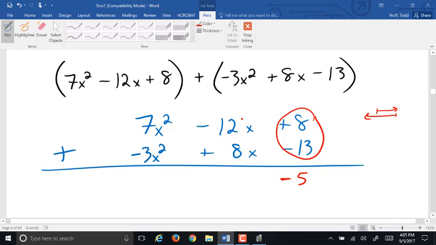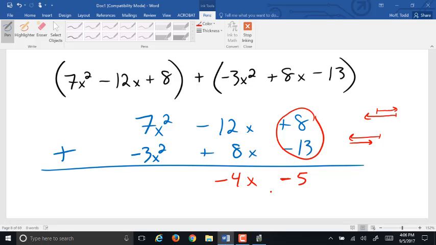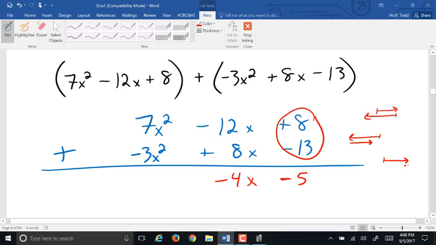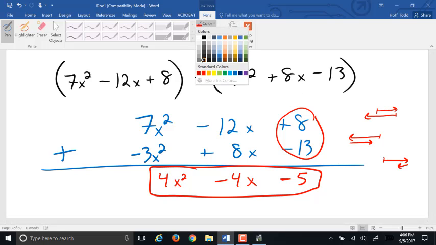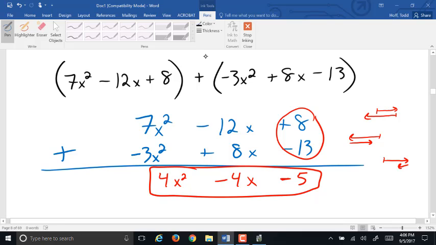Negative 12x plus 8x. Well, what's negative 12 plus 8? Negative 4, so that'll be negative 4x. And 7x squared plus negative 3x squared. 7 plus negative 3 is 4, so 4x squared. And that's what it comes out to be. So the key is just treating them like whole numbers and then dealing with the negatives.